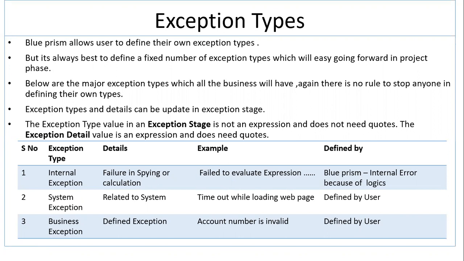First one is internal exception. In the earlier example, when we tried to evaluate the expression 1 divided by 0, there was an exception thrown of type internal. That is not a customized exception given by the user, that is an exception coming directly from Blue Prism after evaluation. So you don't need to define any exception type for an internal error.